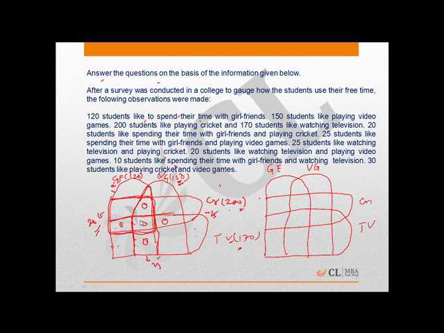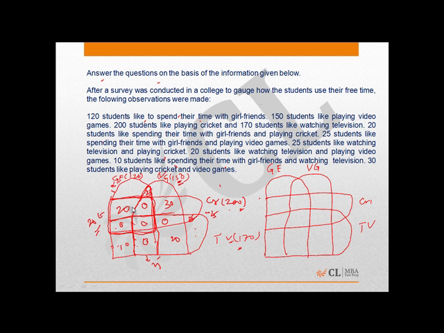will be zero. So now this will be 20, this will be 25, this will be 30 on the basis of given information. 25, 20 and 10. Now we can find those who like exactly one thing out of the four.